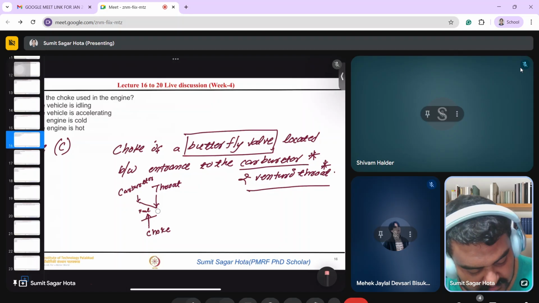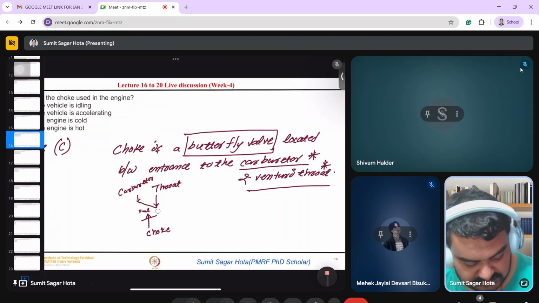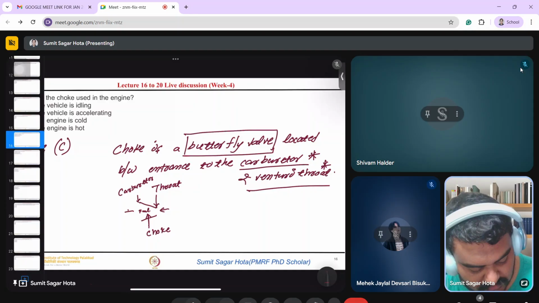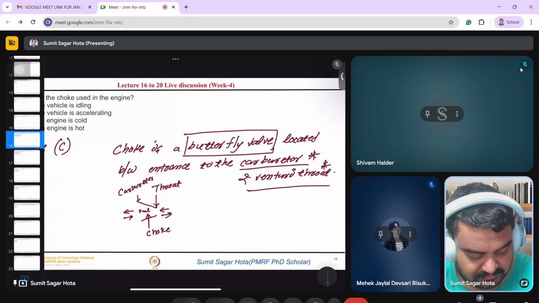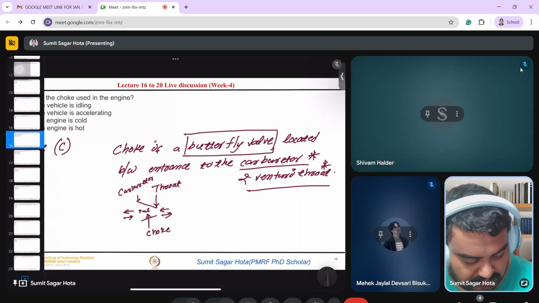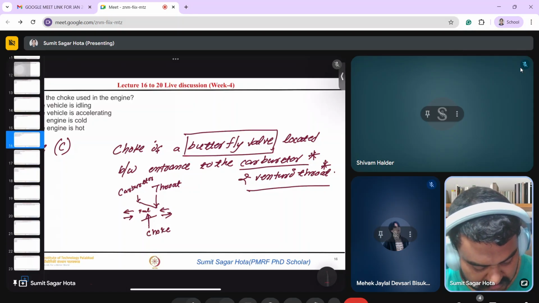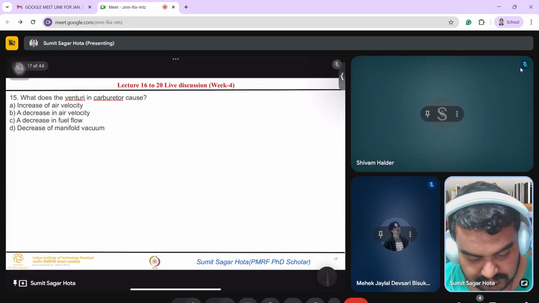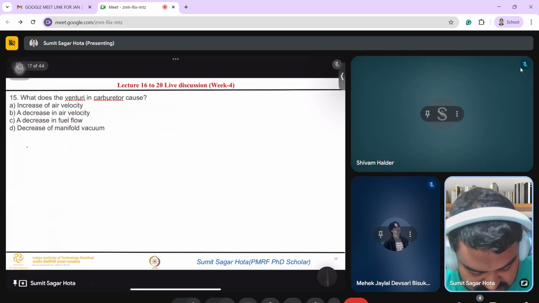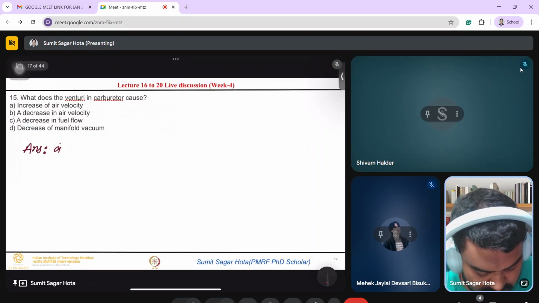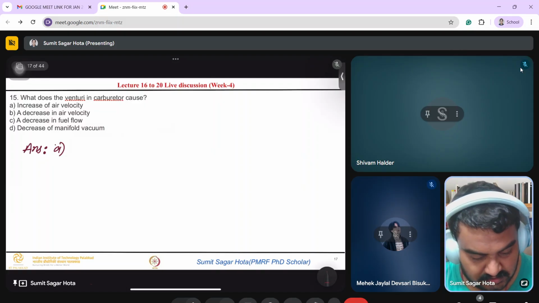Actually we cannot say which direction the flow will be in. The flow can be in this direction, and then the choke will be provided here; if it is in the other direction, it does not matter. Whatever the flow direction might be, the choke will always be in between the carburetor entrance and the throat. Focus on this question: venturi in carburetor.